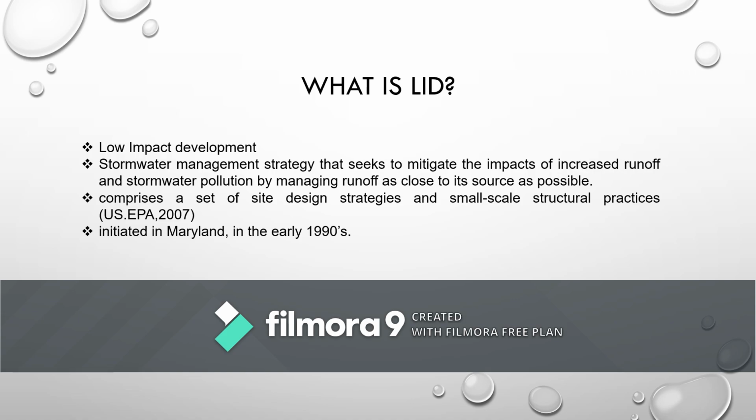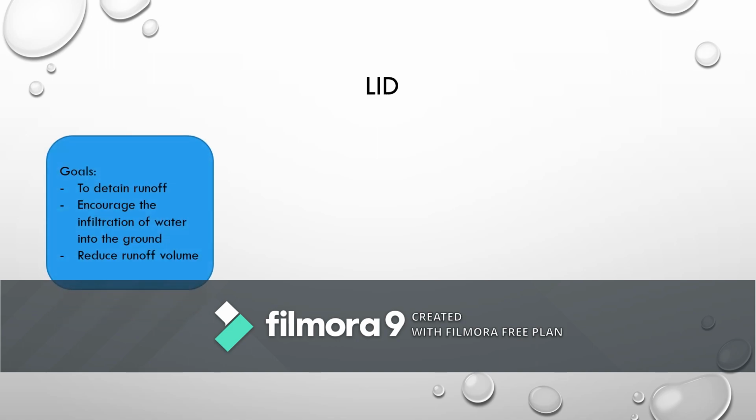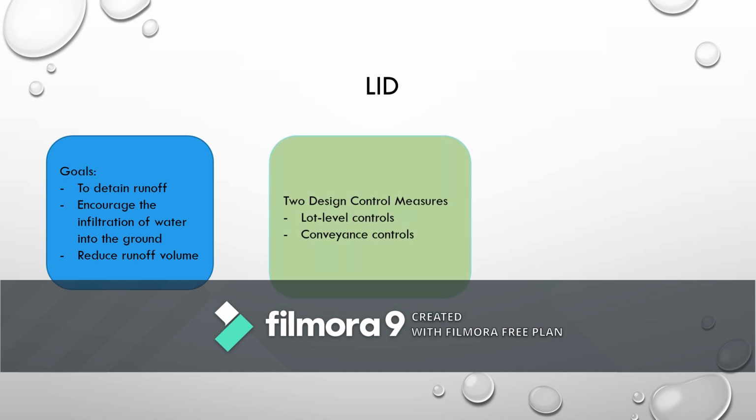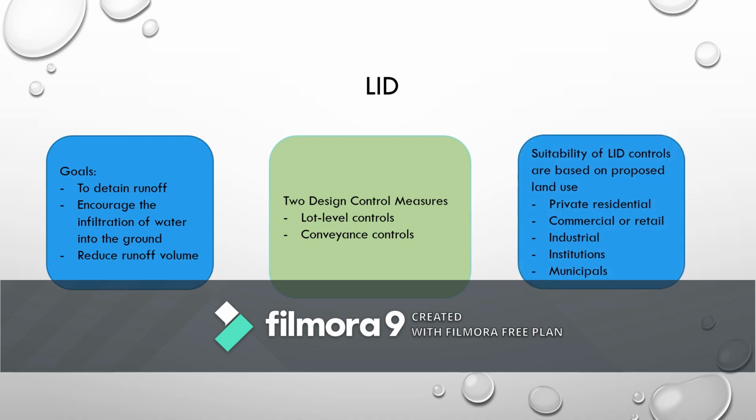Low impact development is the stormwater management technology to manage the volume of runoff and stormwater. The technology was initiated in Maryland in the early 1990s. The goal of using LID is to detain runoff, encourage infiltration, and reduce runoff volume.